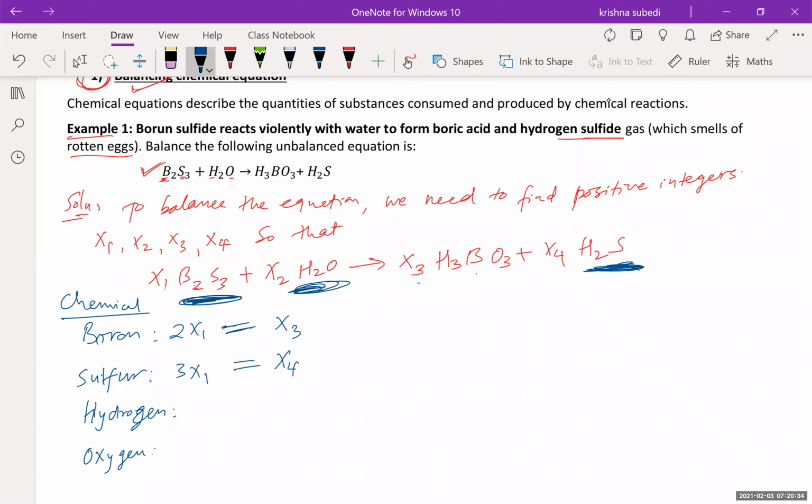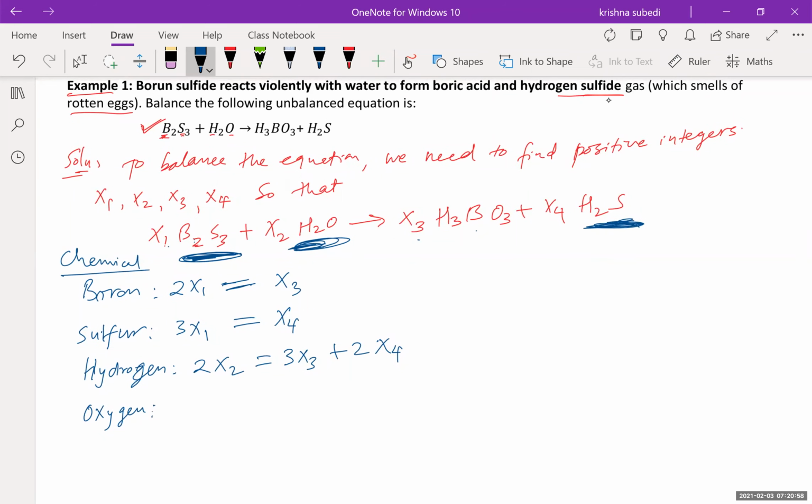Let us look at hydrogen. Hydrogen is there on the left hand side. There are 2 hydrogens, 2x2, but with x1 there is no hydrogen. So only with x2, equals 3 hydrogens with x3, so you'll have 3x3, and how many hydrogens with x4? 2 hydrogens with x4. All right, and then oxygen on the left hand side: there is 1 oxygen with x2. And how many oxygens on the right hand side? 3 oxygens with x3, so 3x3. That's it.